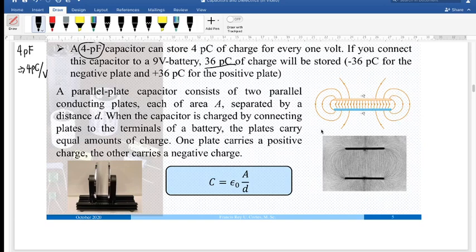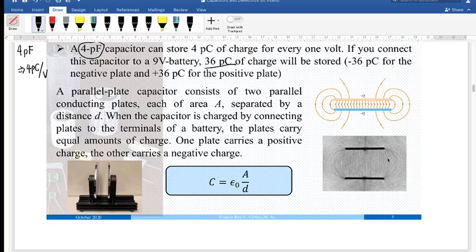However, we can minimize the fringing if we let the distance between the two plates be smaller compared to the area of your plates. So it seems we can no longer see the fringing because the distance of your parallel plate capacitor is very small.